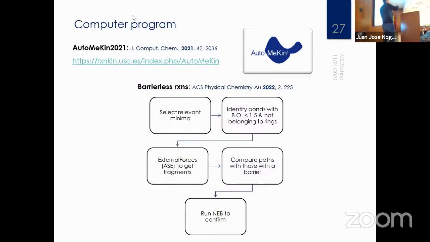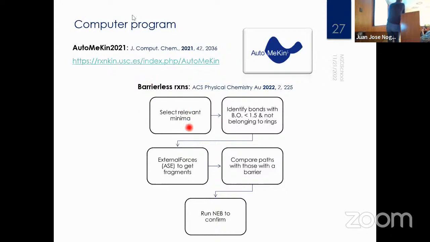You need to know, and the way you do it is to try to minimize the recrossings of the transition state. Okay? And this is not so straightforward. But from a mechanistic point of view, identifying barrierless reactions is very easy.